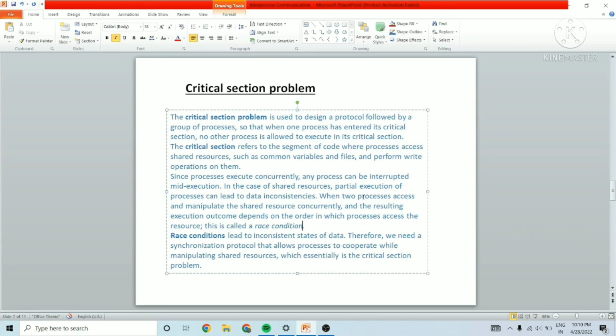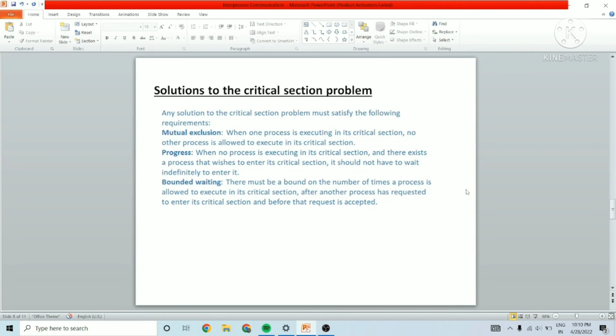Therefore we need a synchronization protocol that allows processes to cooperate while manipulating or sharing data in the critical section problem. So we have to discuss how we can solve this problem. What are the requirements to solve this problem? The first requirement is mutual exclusion. What is mutual exclusion? When one process is executing in its critical section, no other process is allowed to execute in its critical section.